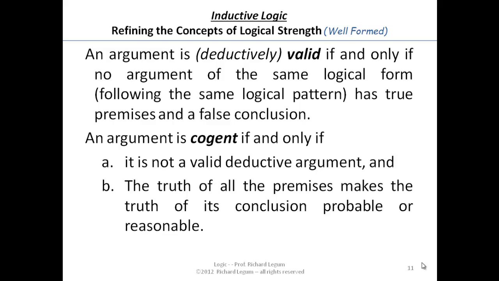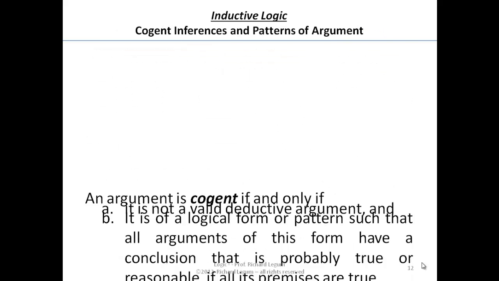But now we're going to introduce a new term, cogent. We're going to say an argument is cogent if it's not a valid deductive argument, and the truth of the premises makes the truth of its conclusion probable or reasonable. So now we see cogency is going to come in degrees of strength, based on how probable and how reasonable it makes the conclusion.